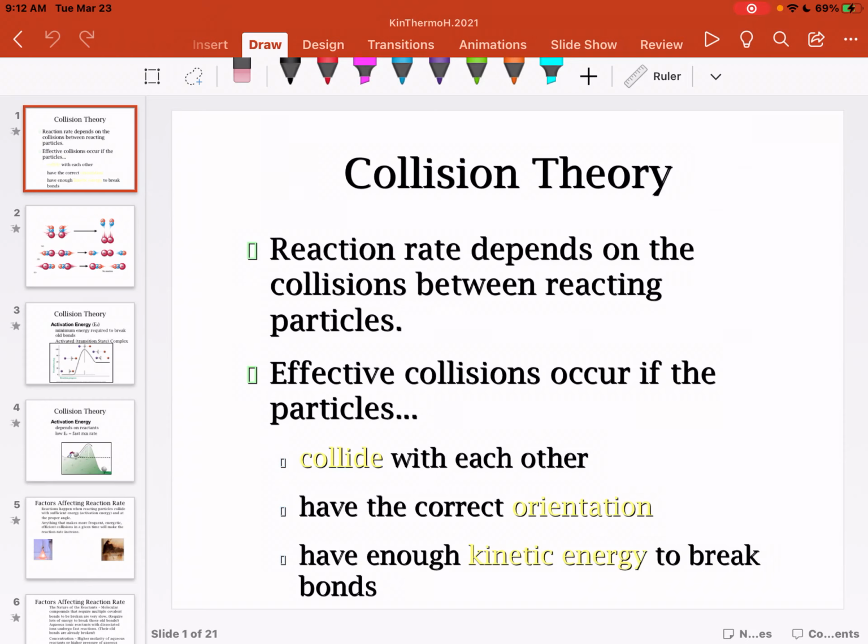Welcome to Kinetics and Thermodynamics Lecture A. Today I'd like to talk to you about collision theory, factors that affect the rate of a reaction, and potential energy diagrams. So let's start off with collision theory.